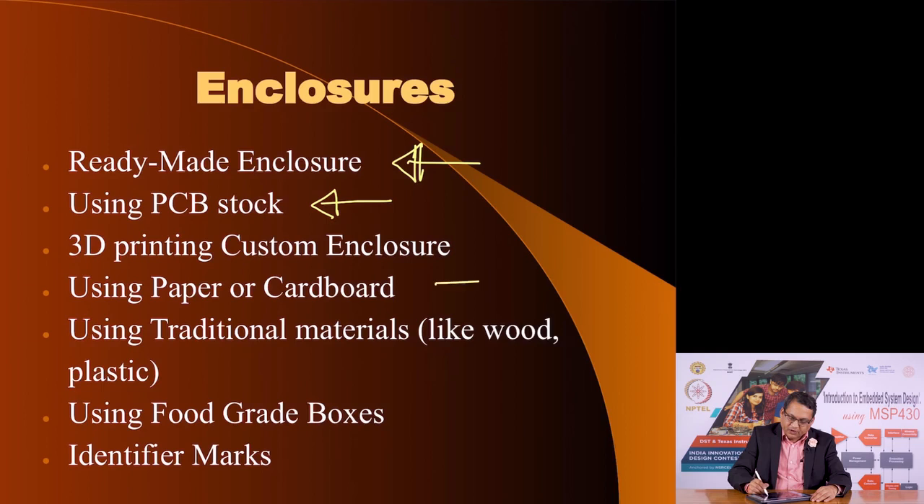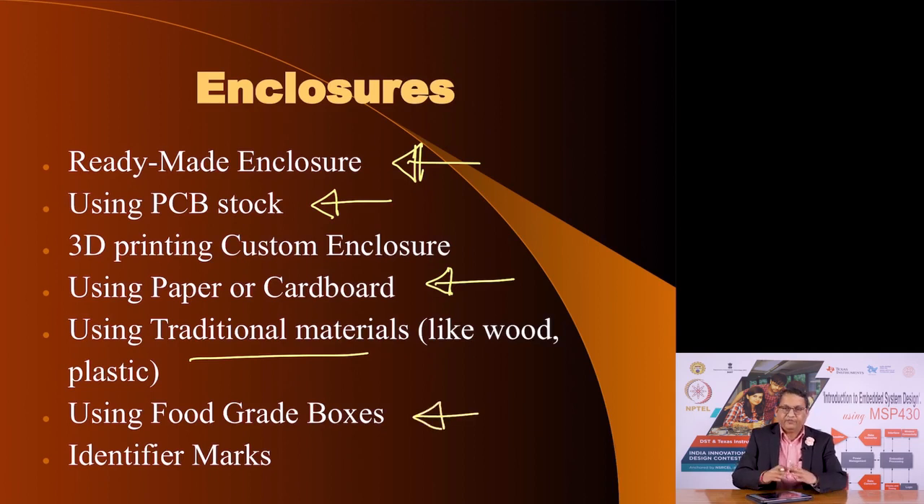You could use paper or cardboard if you want to take that approach. This is good. And then traditional materials like wood or plastic could also be used to create enclosures. You could use existing boxes. If you don't have ready-made enclosures, these days there are lots of sizes of boxes that we use for carrying food. You could consider using those.